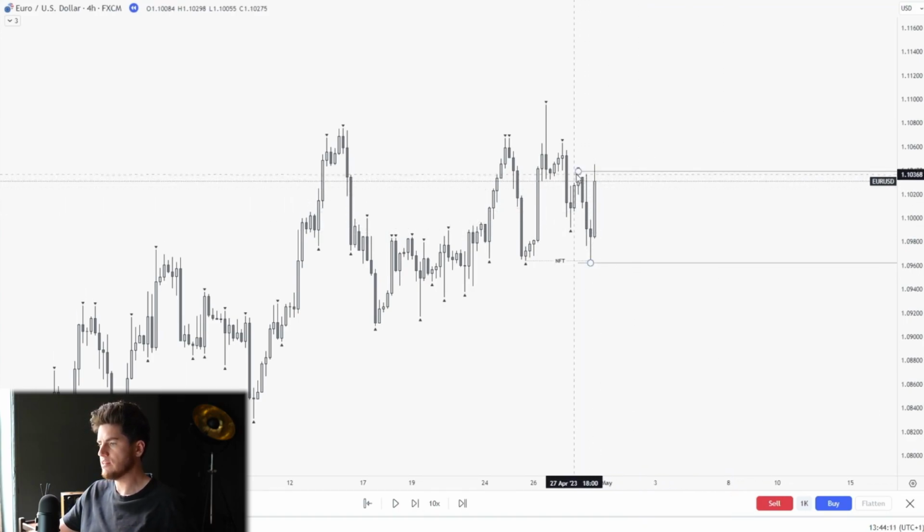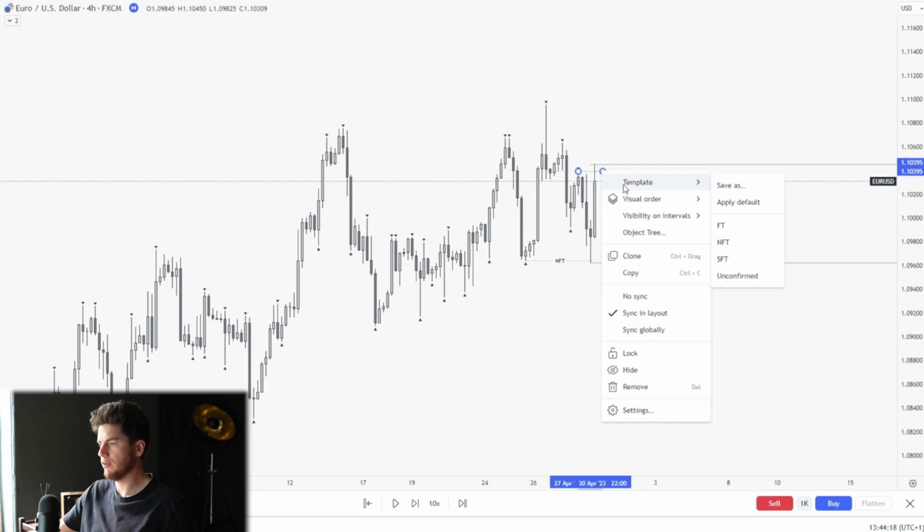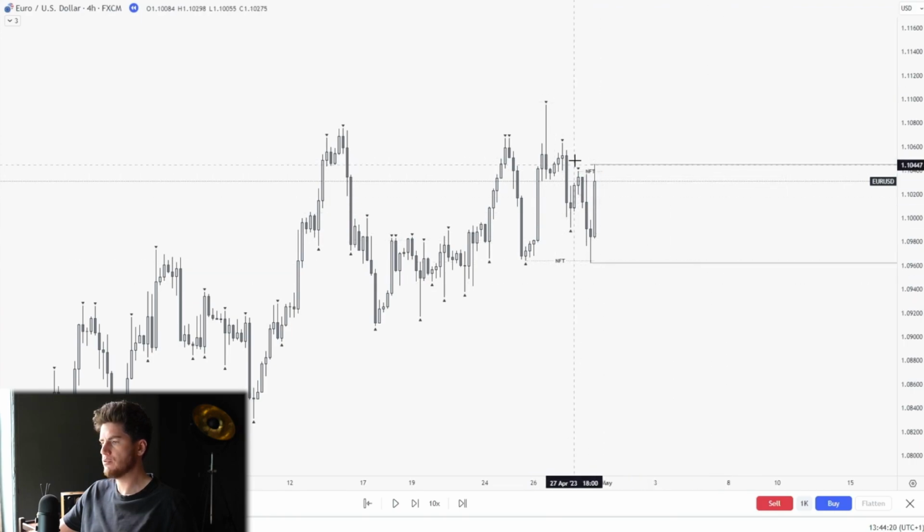In that same candle, it actually takes the high because the range is small, and it closes with a wick. So same thing, we get no follow through. No follow through to the upside means a reversal to the downside.